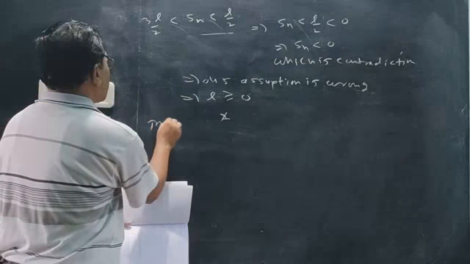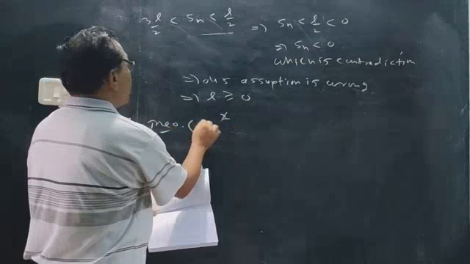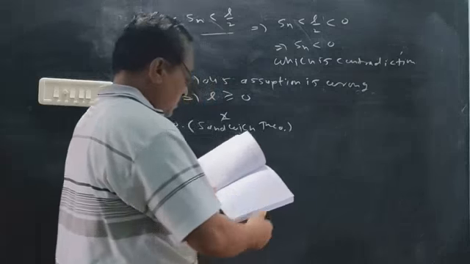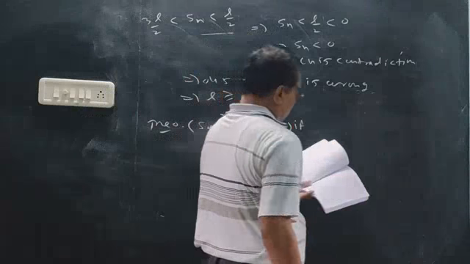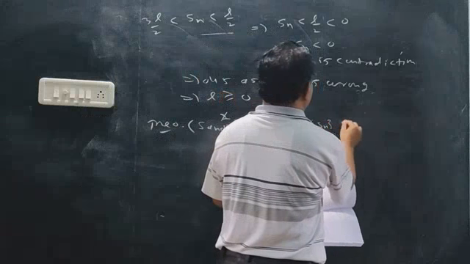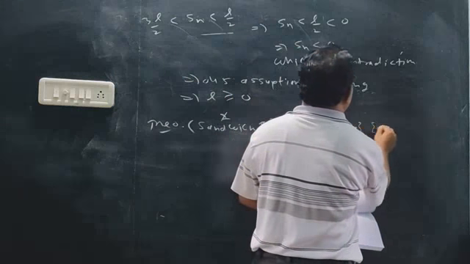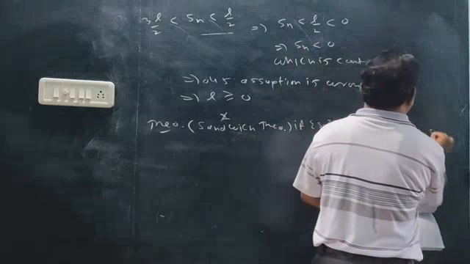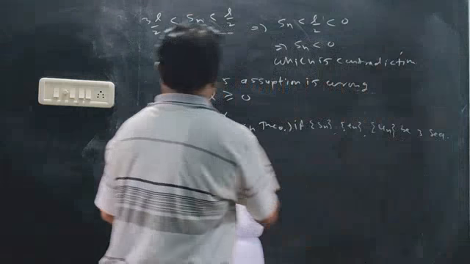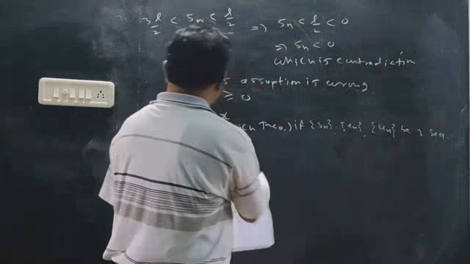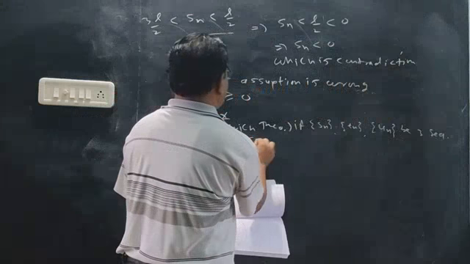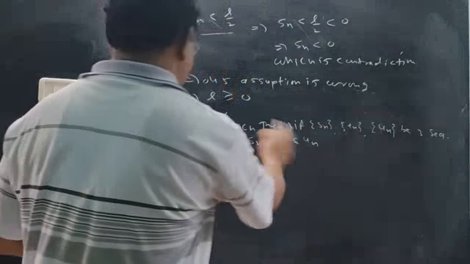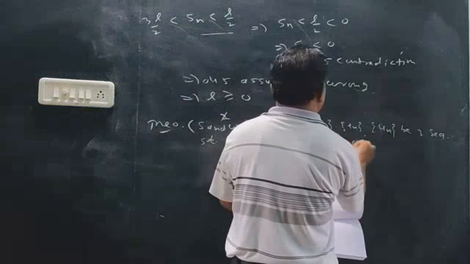Next theorem is also called the sandwich theorem. See this next statement. Let Sn, Pn and Un be three sequences such that number 1, Sn is less than Pn, Pn is less than Un, meaning Pn lies between Sn and Un for all natural numbers.